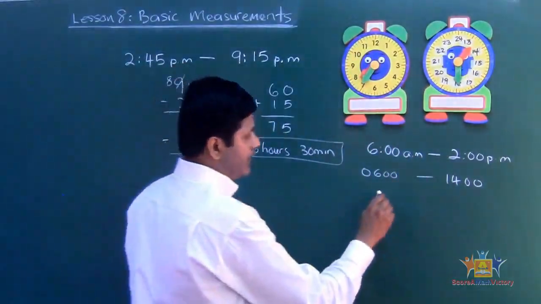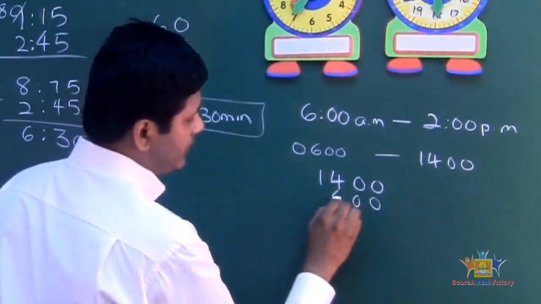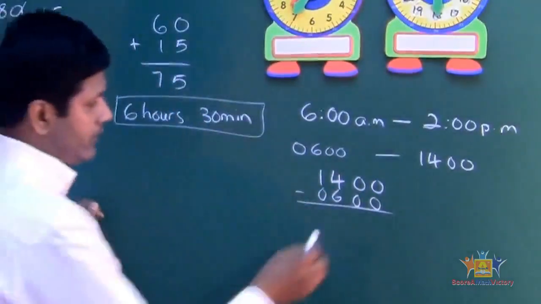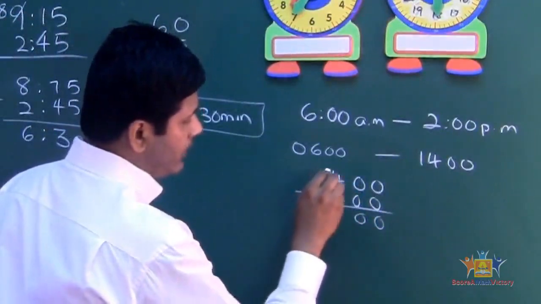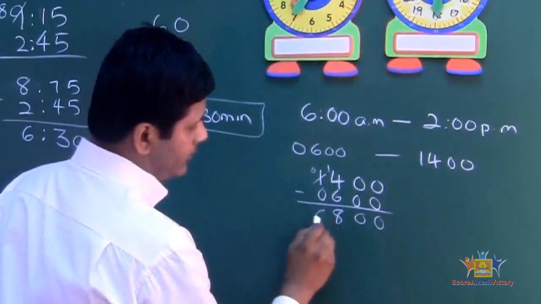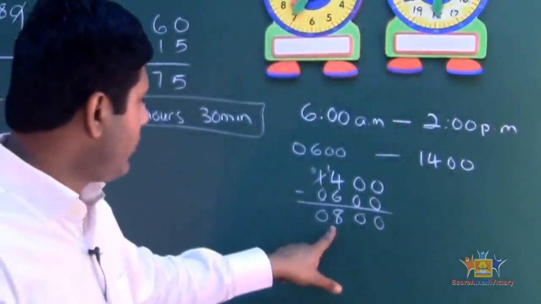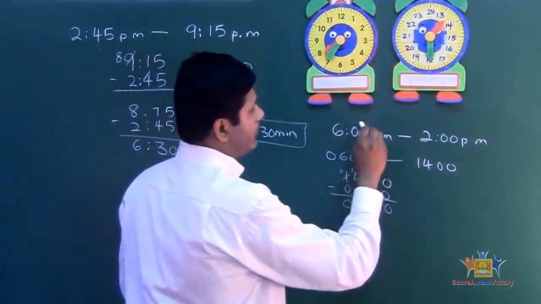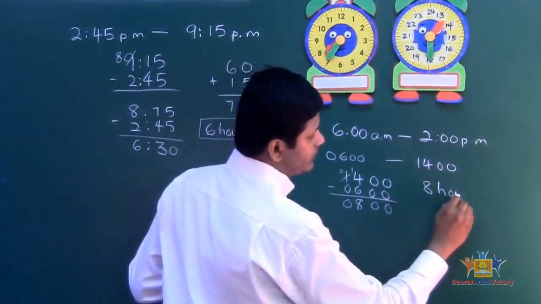Alright, so now I take the big number, 1400, and line it up with the small number, 0600, and I subtract. Okay? 0 minus 0, 0. 4 minus 6, I cannot, so I borrow from 1, this one becomes 0, 14 minus 6 is 8. So that is 8 hours. Remember, this is 0800. See that? That's 8 hours. So the interval from 6 AM to 2 PM is 8 hours.